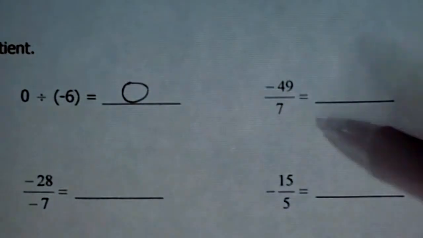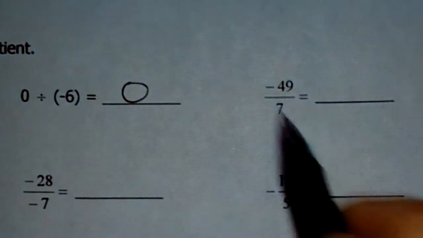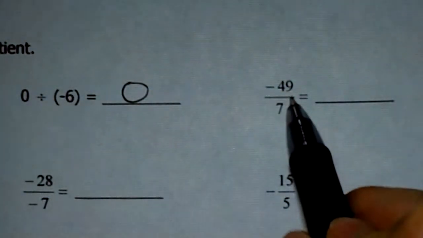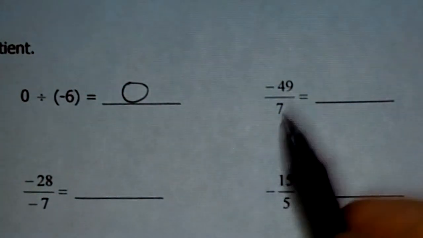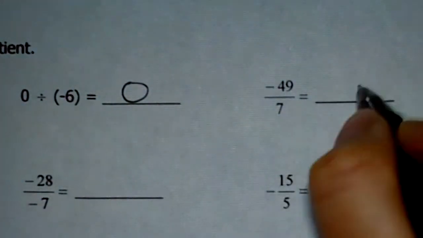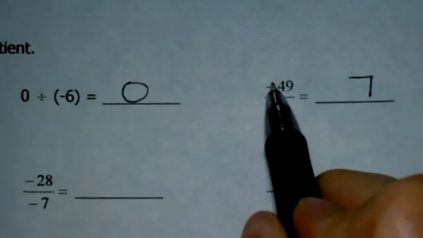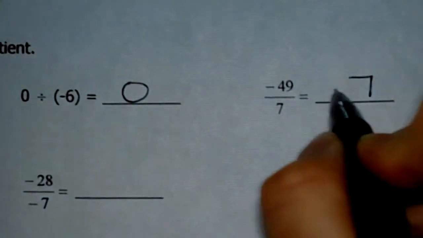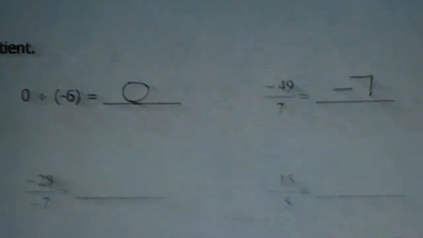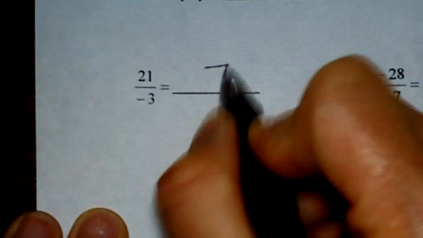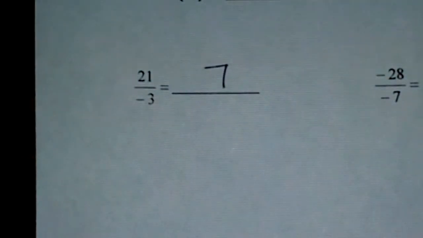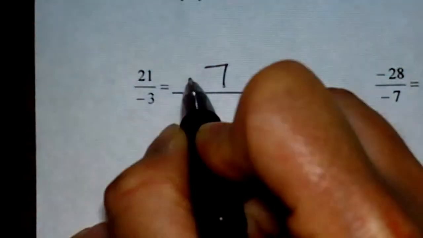All right, next, this is written as a fraction. Remember that this little fraction line means division. So this means negative 49 divided by 7. So 49 divided by 7 is 7, and a negative divided by a positive is a negative. Next, again, this means 21 divided by negative 3. 21 divided by 3 is 7. And when you have a positive divided by a negative, doesn't matter which one's greater, one of each means it's negative.